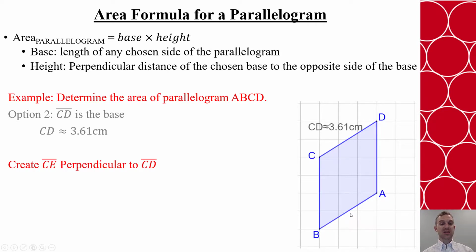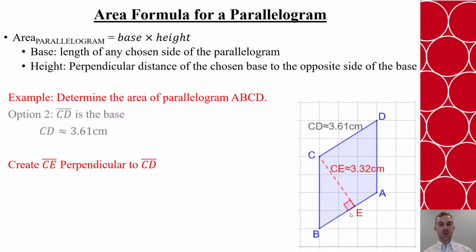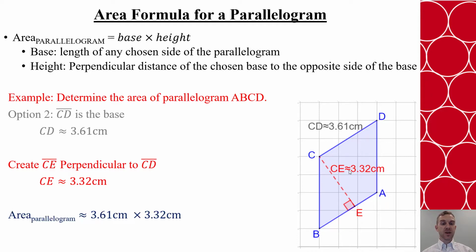So I'm going to create segment CE perpendicular. And when I do that, again, I'm going to use GeoGebra to help me measure that and construct it, and that becomes 3.32 centimeters. Now I'm going to multiply those two values together, and because it's 3 significant figures for each of those values, I would say that it would become, again, 12 square centimeters. So it didn't matter which side I used, as long as I could construct those segment measures, I would still end up with the area of this parallelogram being 12 square centimeters.